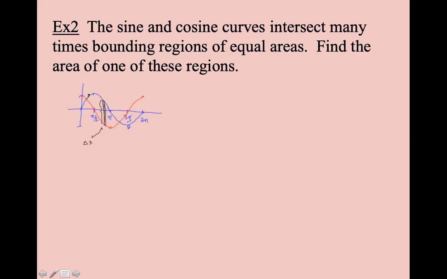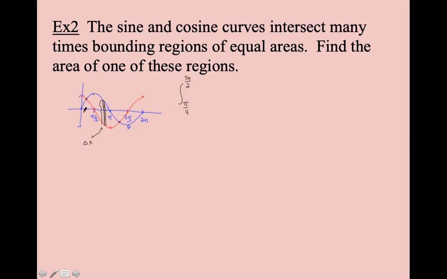And I'm going to figure out these limits of integration. Most of you probably know that sine and cosine have the same value at pi over 4. So that first limit of integration is pi over 4. The next place that sine and cosine are equal to each other would be at 5 pi over 4. They're both negative square root of 2 over 2 at 5 pi over 4. So those are my limits of integration.